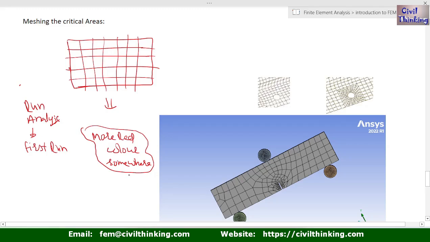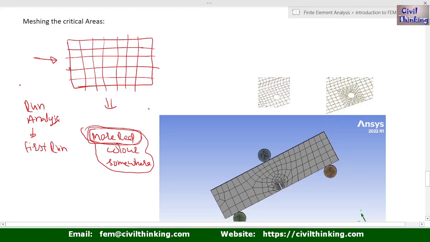For example, if we talk about stress, you are analyzing this body in any FEM software like ANSYS or ABAQUS. You see the stress diagram and you see some red color somewhere. It means the stress is very high there. But your meshing is very poor. It is not dense.